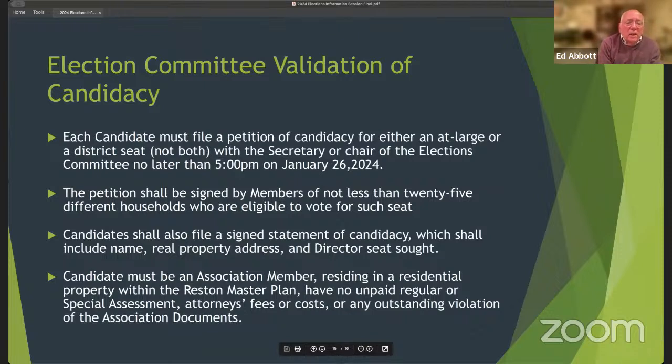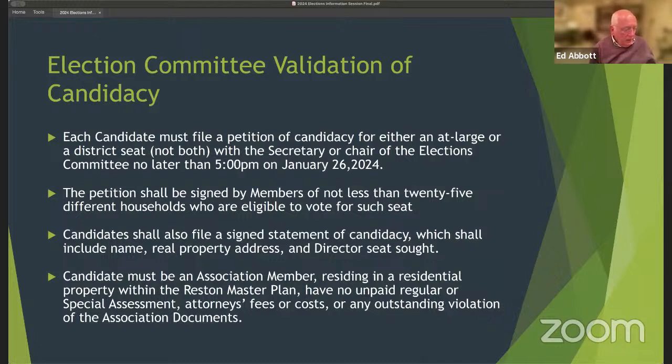The one, if you decide to run, there's certain things you have to do, and we have to validate your candidacy. And these are the bullets that the election committee complies with in order to determine whether a member who's filled out the candidate form is permitted to actually run. So I think it's fairly straightforward. But one word of advice is on the second bullet. You have to get 25 signatures from members who are eligible to vote for the seat. I would strongly recommend you get at least 50 or even 75, just to make sure that you meet the requirement if some of the signatures get kicked out.